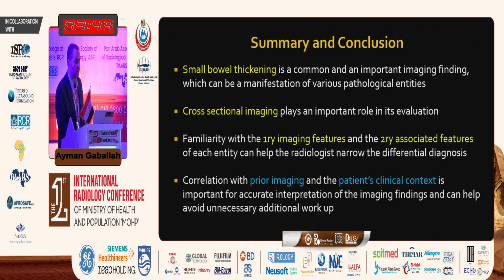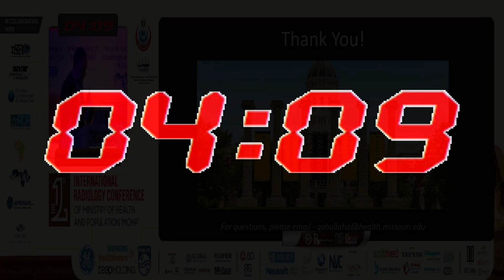So in summary and conclusion, bowel wall thickening is a common finding, but it's non-specific. Cross-sectional imaging is really important in these cases. You have to know the primary imaging features and the secondary and associated features. And please, in these cases, it's important to know the history and the prior imaging as well. Thank you so much for staying that late, and have a good night.